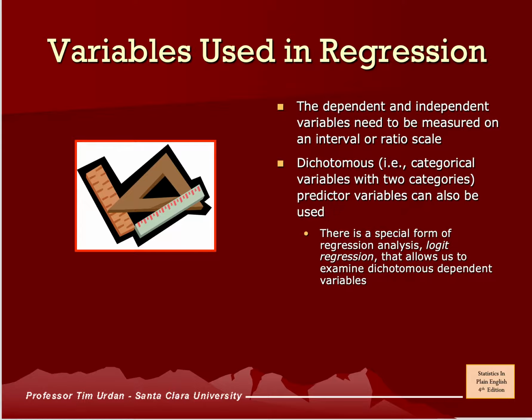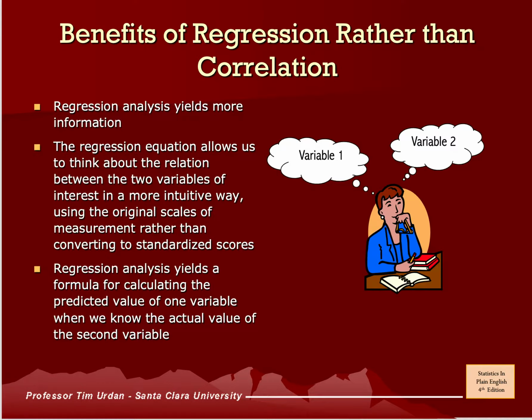When I look at the variables that are used in regression, I'm still using independent and dependent variables, but they have to be on an interval or ratio scale. So no nominal, no ordinal ones. Dichotomous variables, in other words categorical variables with two categories, can also be used if there's a special form of regression analysis called logit regression. That's kind of where we're forcing a categorical variable to fit, but the majority of the time we don't see that.